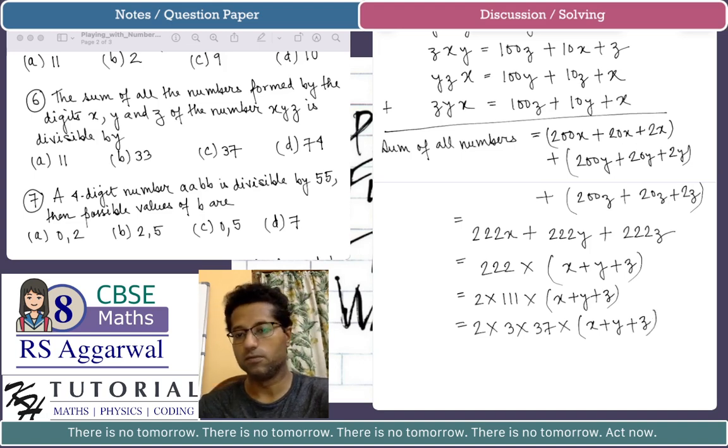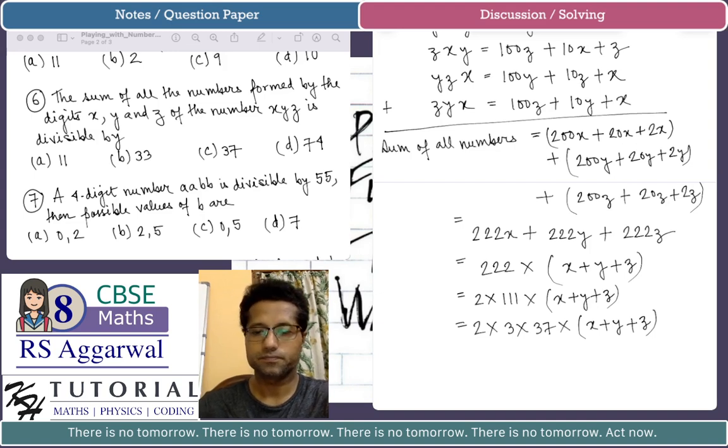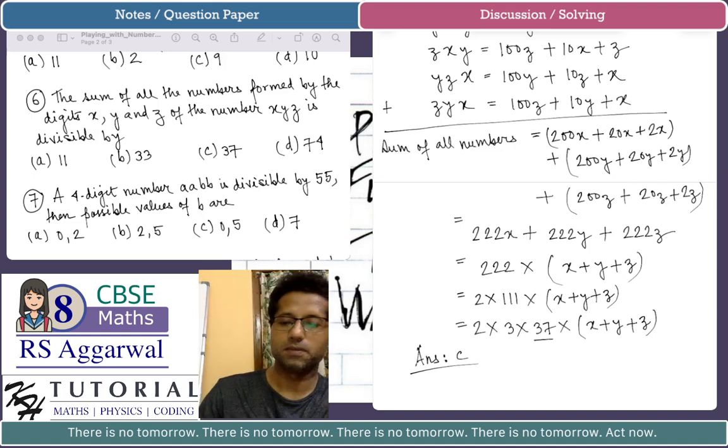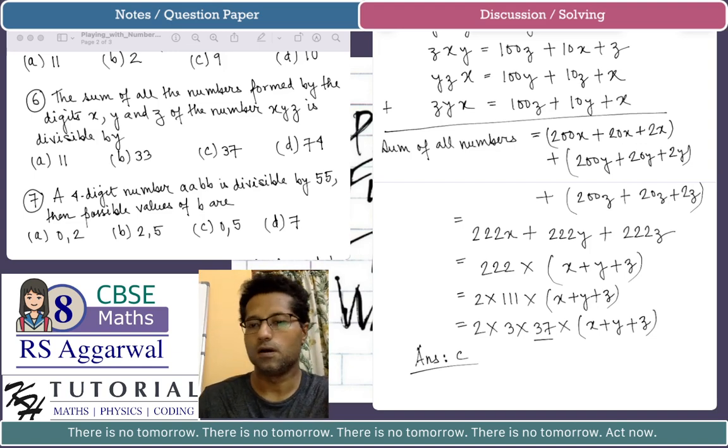The sum of all the numbers formed from the 3 digits x, y, and z is equal to 2 into (x plus y plus z) times 111, which is actually divisible by 2, 3 and 37, and the sum of their digits. So definitely the correct choice is C, because this sum of all the numbers is definitely divisible by 37. No other numbers, x plus y plus z we do not know. The other choices could be 2 or 3, which is not in the choices given. So the correct choice is C.